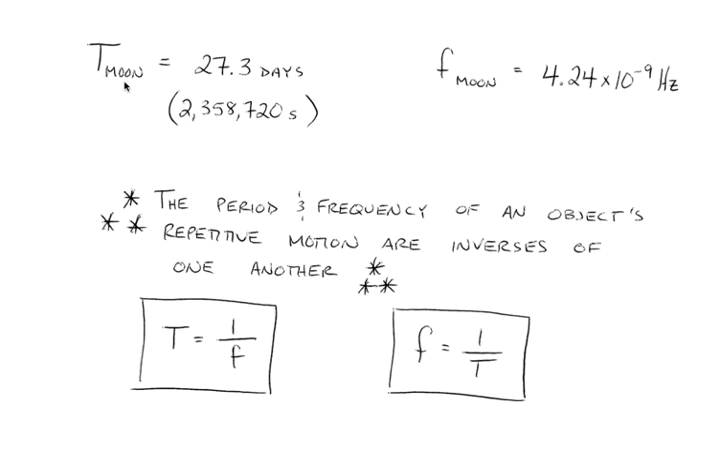And again, it goes back to what we stated here. The amount of time for one cycle and the number of cycles in 1 second. So they're really just asking for the opposite. How much time per cycle, how many cycles per time.